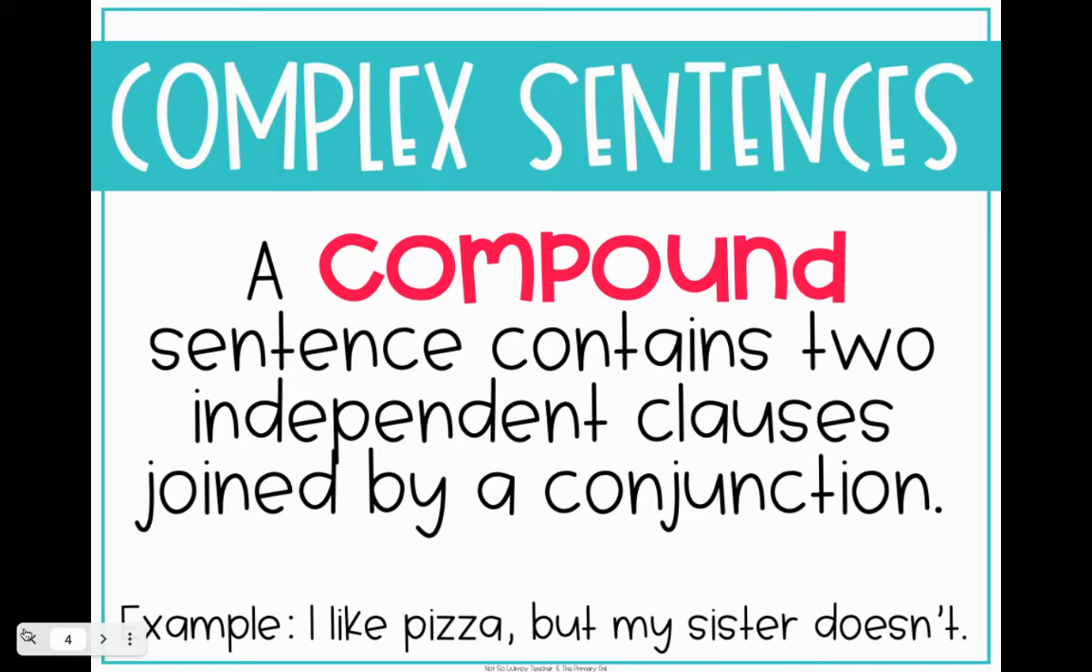A compound sentence contains two independent clauses joined by a conjunction. The example: I like pizza, but my sister doesn't. I like pizza is an independent clause. My sister doesn't is an independent clause. And they are joined together by the conjunction but.